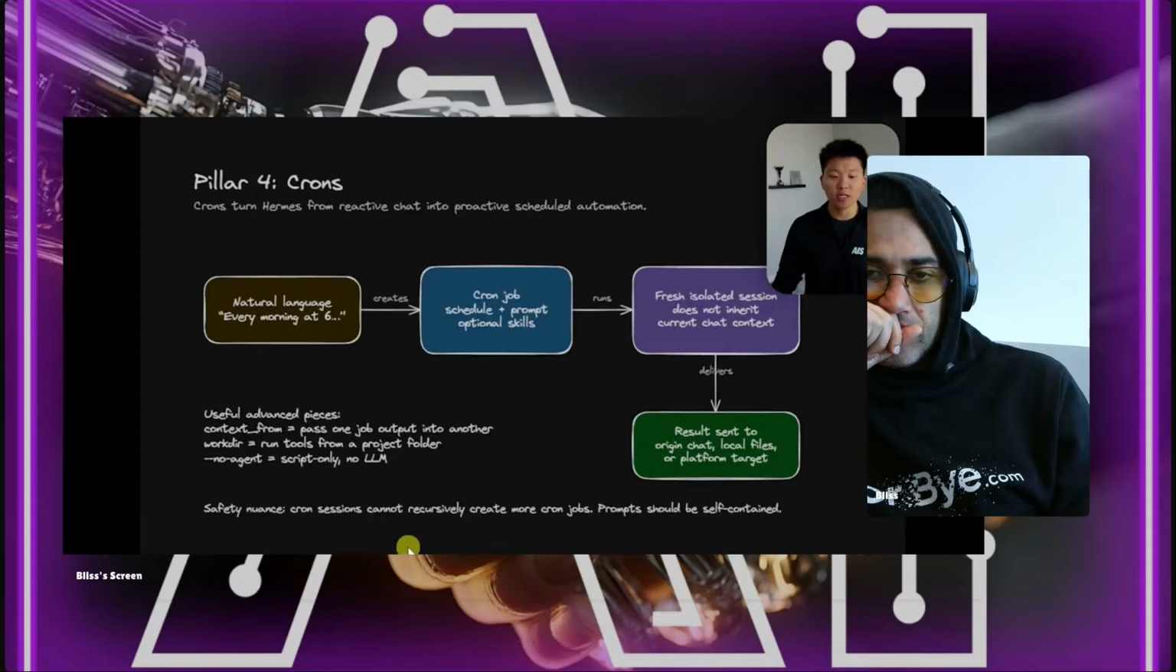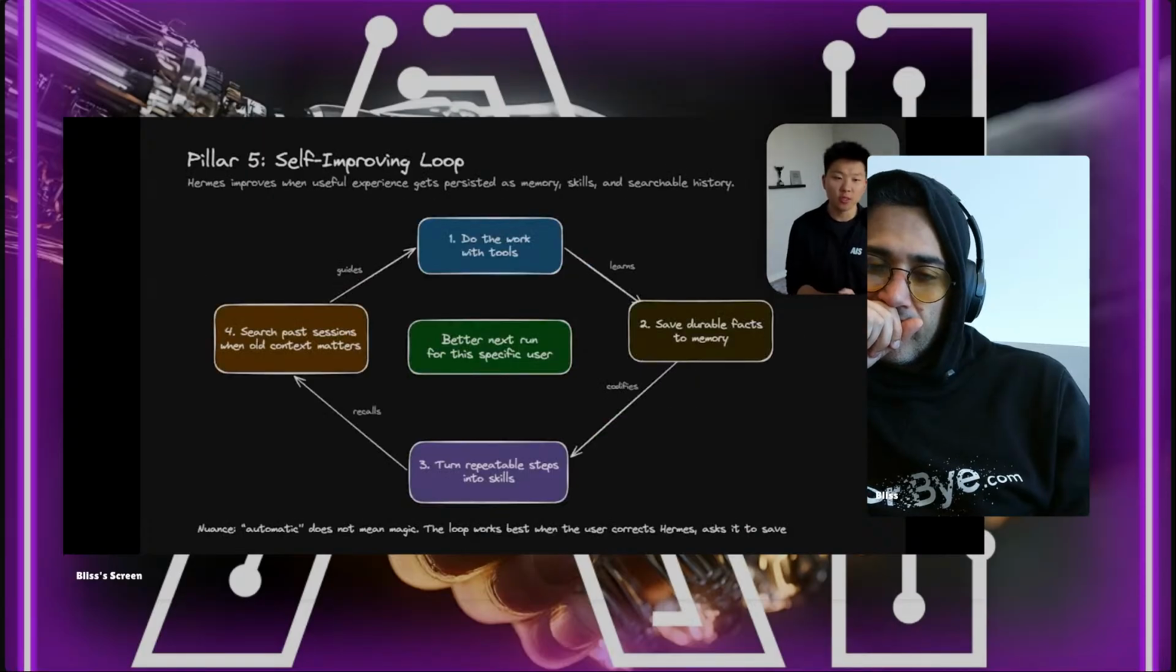So safety nuance, cron sessions cannot recursively create more cron jobs. So the prompts need to be self-contained. And if any of this is starting to feel a little bit overwhelming, I just want you to understand this terminology so that when we hop into the setup and the onboarding, it all clicks a little bit better. So just stick with me. All right, and then the last pillar here is the self-improving loop. Hermes improves when useful experience gets persisted as memory, skills, and searchable history.